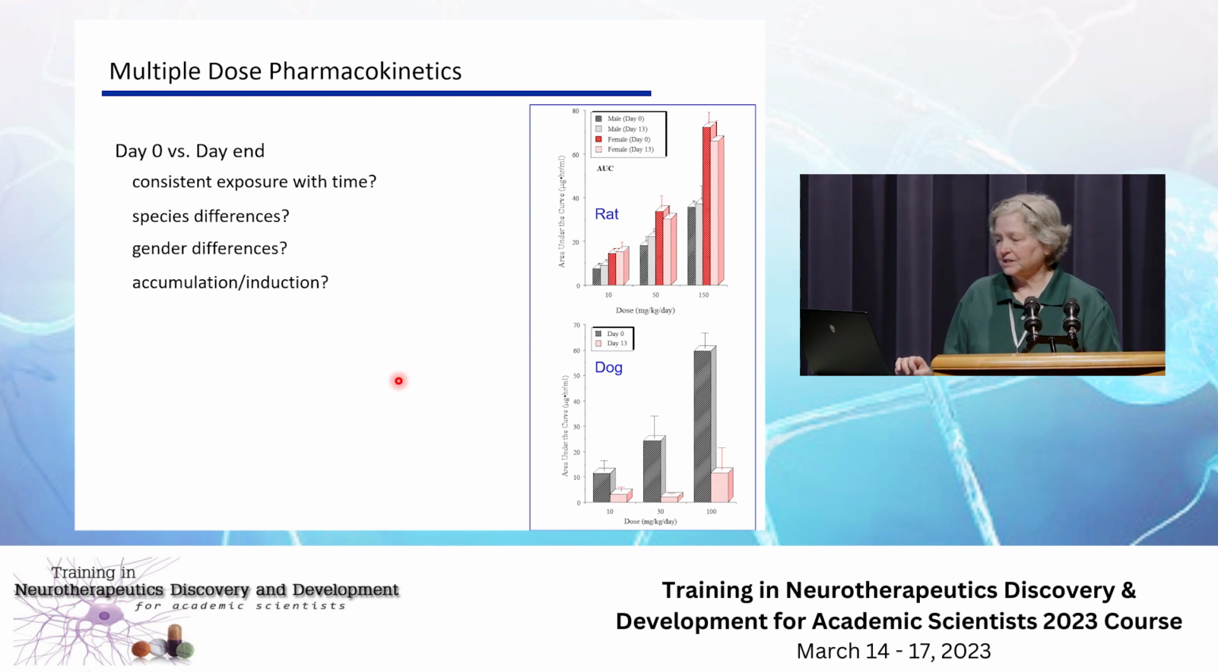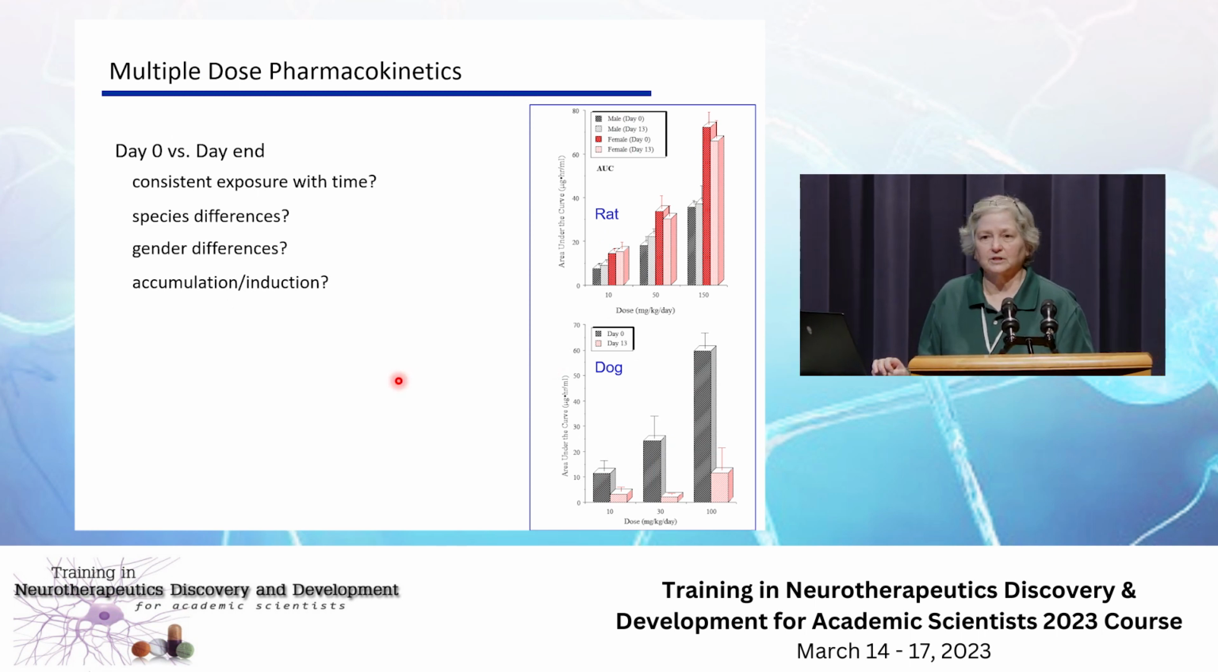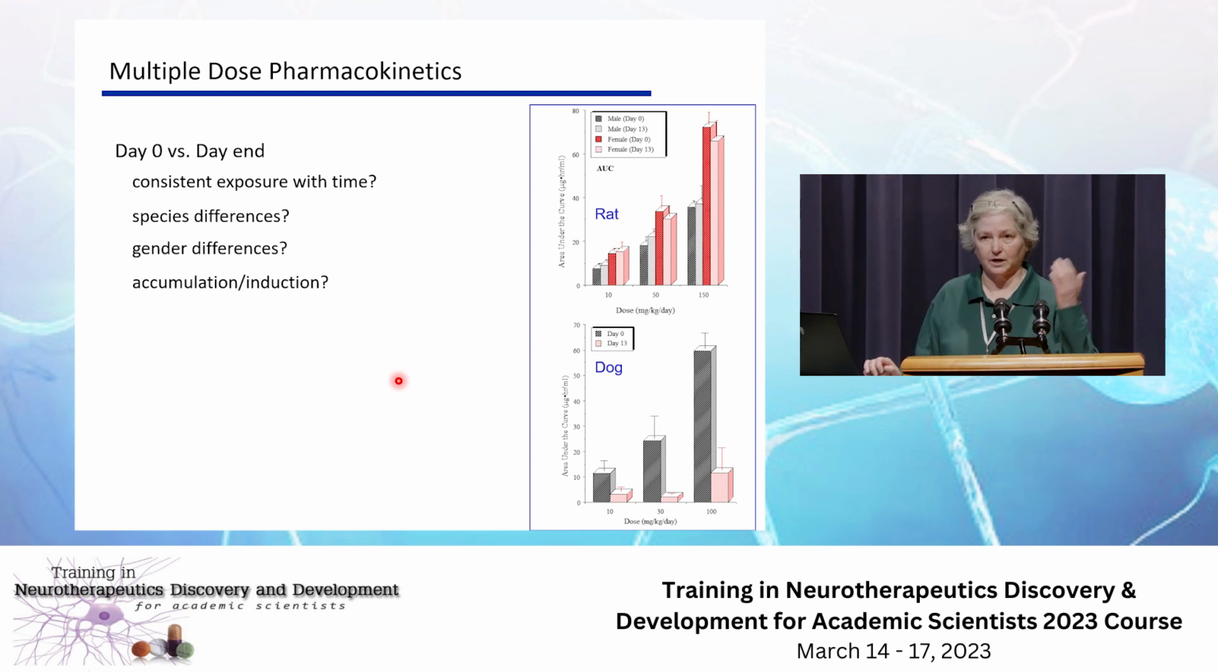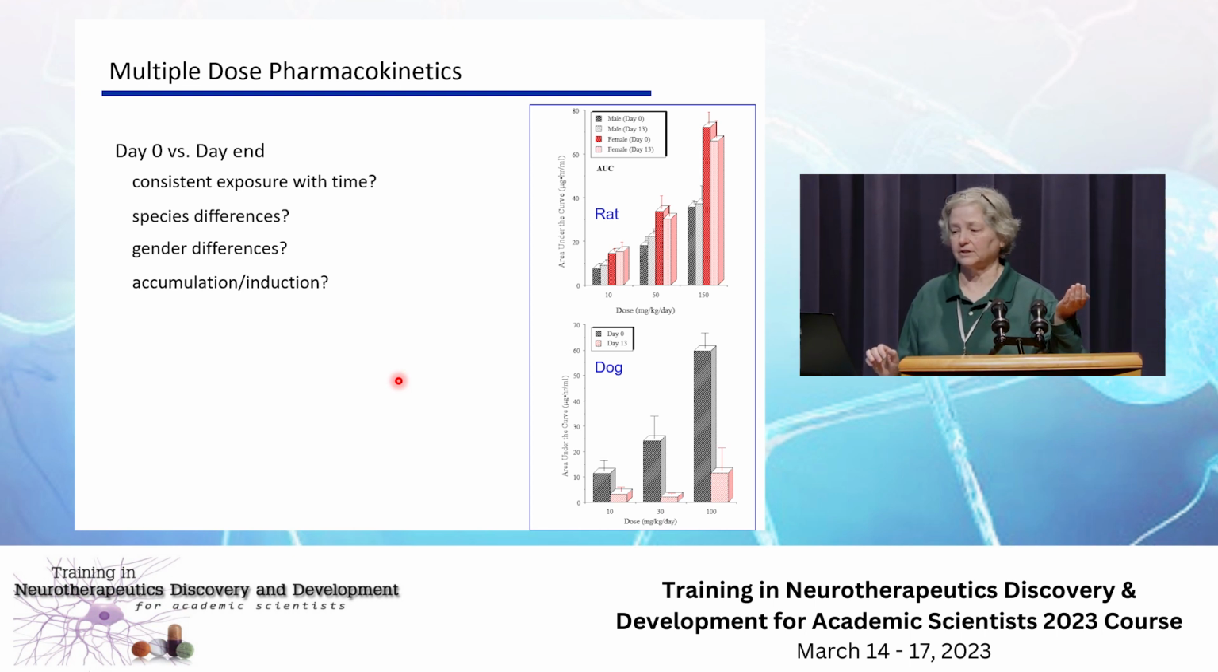Another question that we want to ask is, what is the pharmacokinetics with multiple dosing? Are the concentrations at the end of the dosing period, and maybe that's 2 weeks or 6 months, going to be the same as when we started? In this example, the repeat doses are all the lighter bars, and you can see that the lighter bars are very similar to what we saw at the beginning of the study.